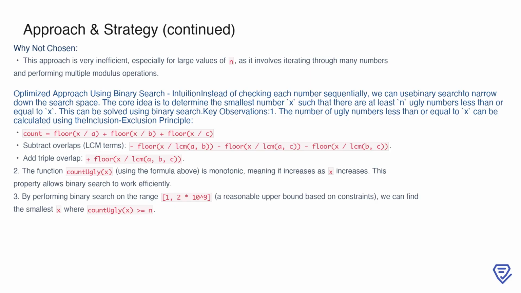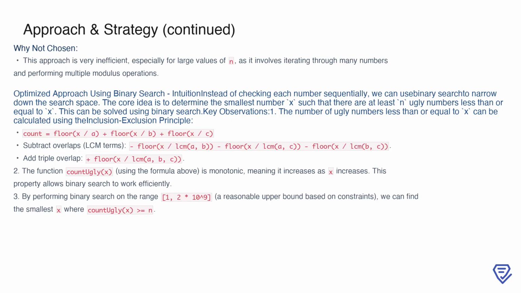One of the key observations is that the number of ugly numbers less than or equal to a given value x can be calculated using the inclusion-exclusion principle. By combining terms like floor(x/a), floor(x/b), and floor(x/c), and carefully handling overlaps with least common multiples, LCMs, we can compute the count of ugly numbers up to x.